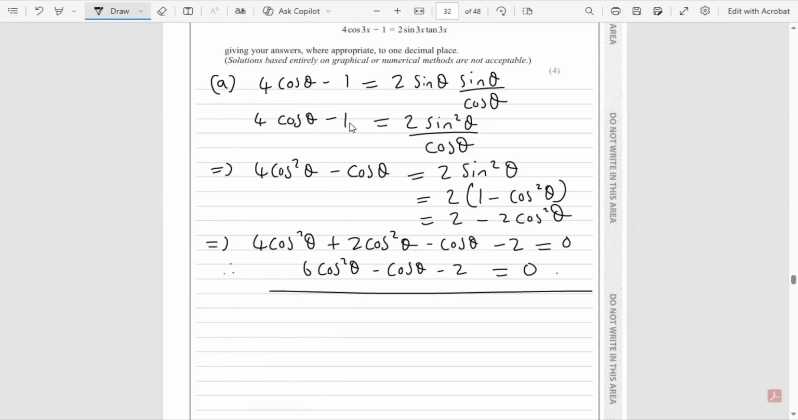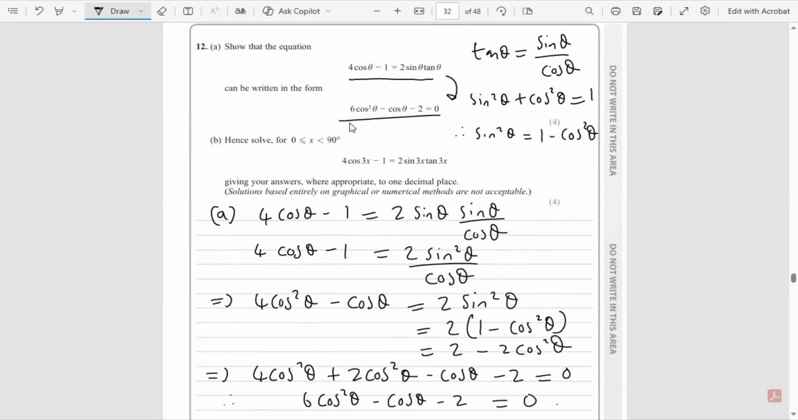Great, so now let's move on to part B. For part B, hence solve for x between 0 and 90 for cos 3x minus 1 is equal to 2 sine 3x times tan 3x, giving your answers where appropriate to one decimal place.